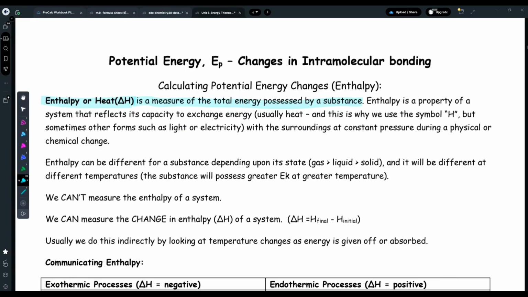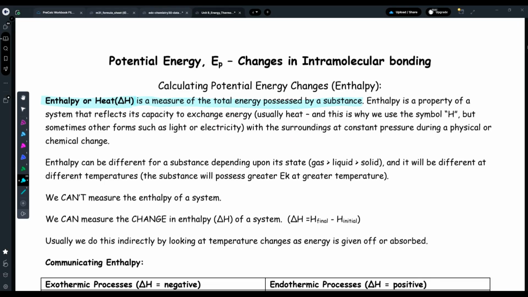Enthalpy can be different for a substance depending on its state. You can have a different enthalpy value for when a certain substance is in a gas state versus a liquid state versus its solid state, and it'll be at different temperatures. The substance will possess greater kinetic energy at a greater temperature.